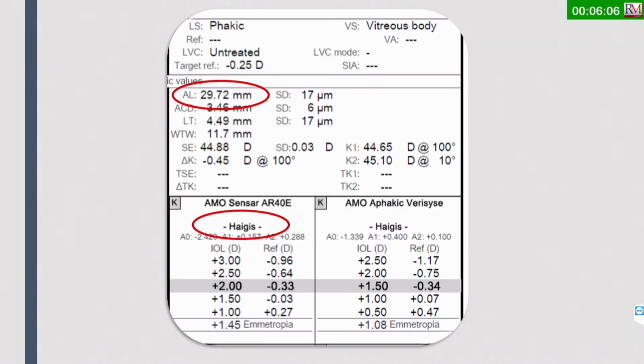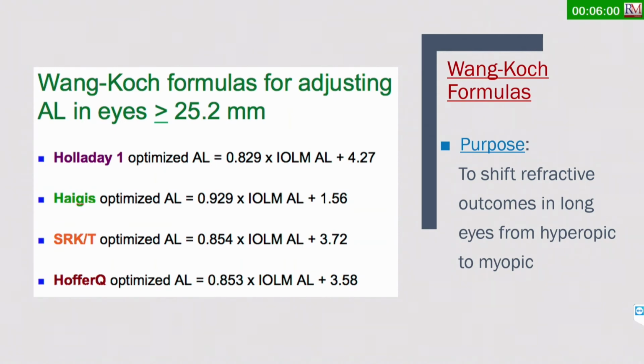It is best in long eyes, like 29.7, and it will get better results if we use the Wang-Koch formula for adjusting axial length more than 25.2 millimeters. This formula applies to the third generation formulas and also to the Haigis for the fourth generation. Its purpose is to shift the refractive outcome in long eyes from hyperopic to myopic.